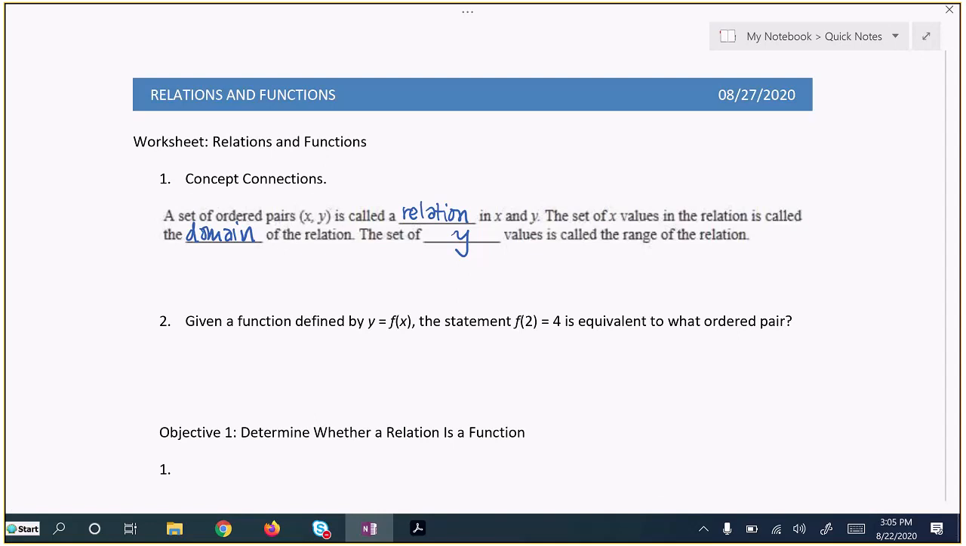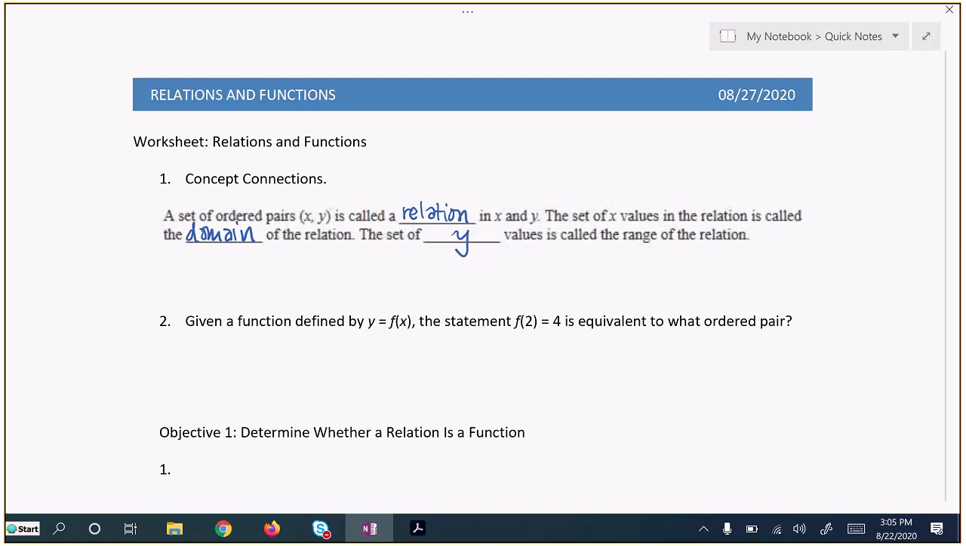So we're used to perhaps talking about domain and range of functions. Functions are just special types of relations. So what we're getting here is that this idea of domain and range is actually defined more generally for any collection of ordered pairs. It just means the set of x values is the domain, the set of y values is the range.